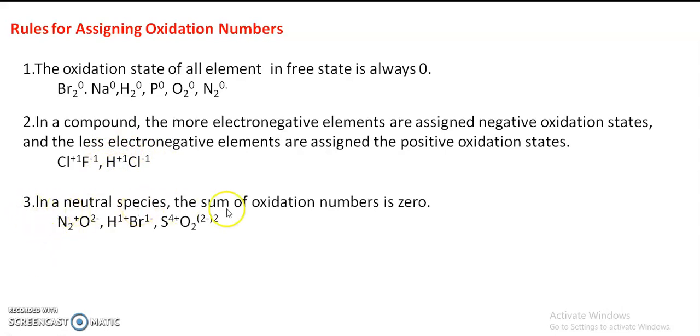Third rule, in a neutral species, the sum of oxidation numbers is 0. N2O: here the two N atoms have +1 oxidation state each and oxygen is electronegative with -2 oxidation state. So these are neutral species and the sum of oxidation numbers is 0. In HBr, hydrogen has +1 oxidation state and bromine has -1 oxidation state. Here sulfur has +4 oxidation state and oxygen in SO2 has -2 oxidation state. So the sum of oxidation numbers is 0.